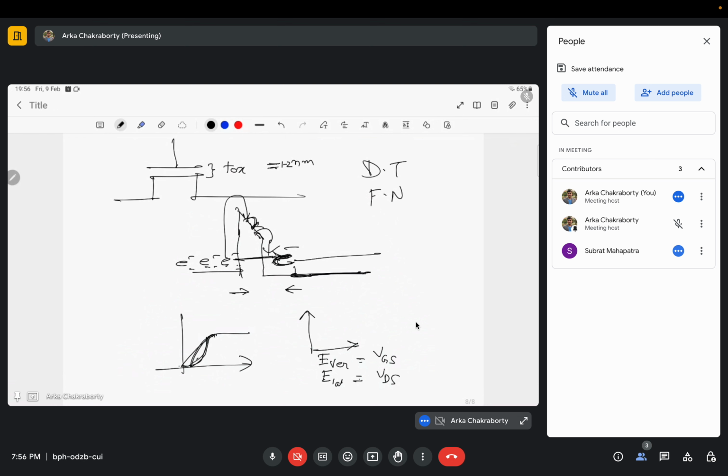So we have to scale the vertical direction along with the lateral direction also. That's why we have to reduce this Tox. And now, reducing this Tox, leakage comes into the picture, gate induced drain leakage and all. Now to solve this, we have to increase the capacitance, right? So we use something called high-K dielectrics, like hafnium dioxide or vanadium dioxide. Generally we use hafnium dioxide.